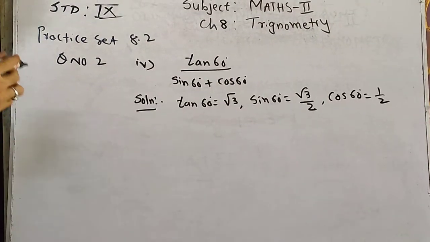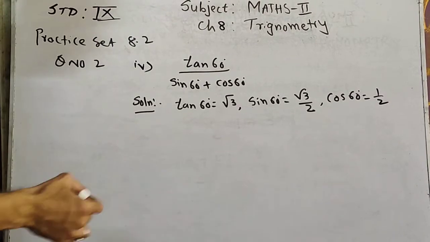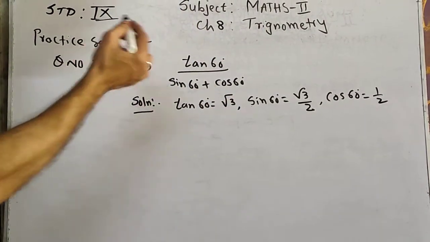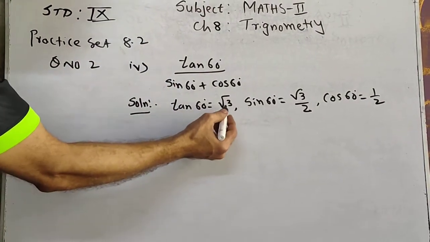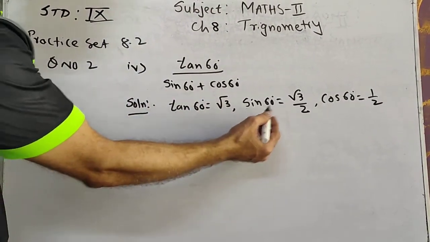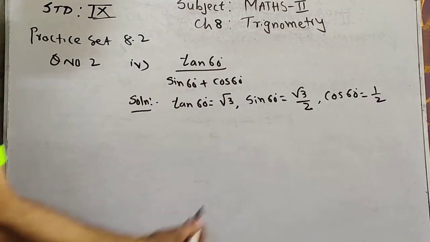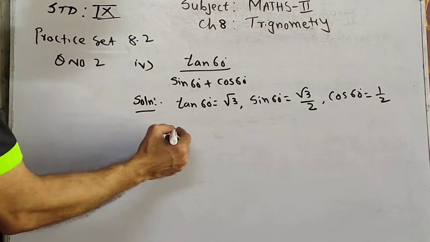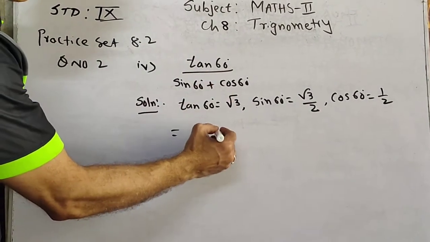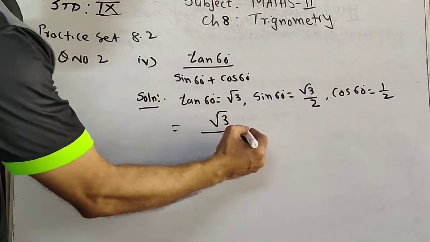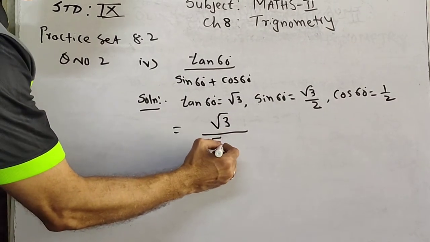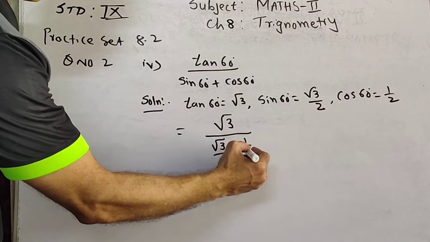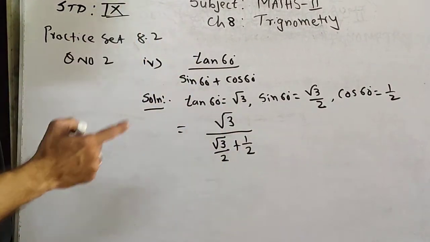Okay, now come to sum number 4. Please pay attention. Tan 60 upon sine 60 plus cos 60. This is the question. So tan 60 value is root 3, sine 60 value is root 3 upon 2, and cos 60 value is 1 upon 2 from the table. Okay, so we will just put the values. Tan 60 is root 3, upon sine 60 is root 3 upon 2, plus cos 60 is 1 upon 2. Just see, we have put the values.